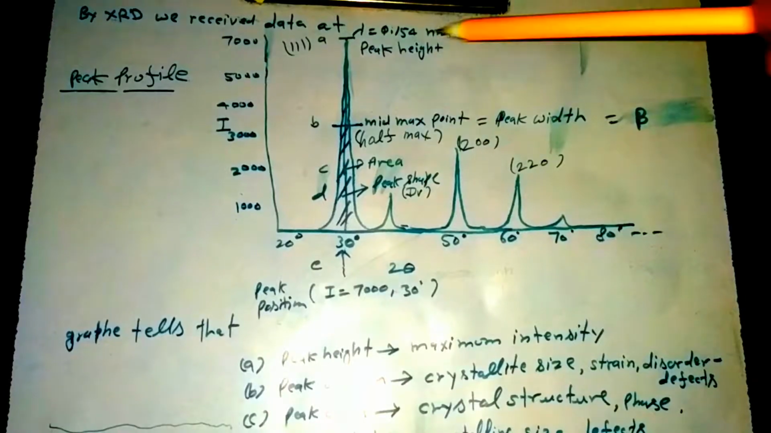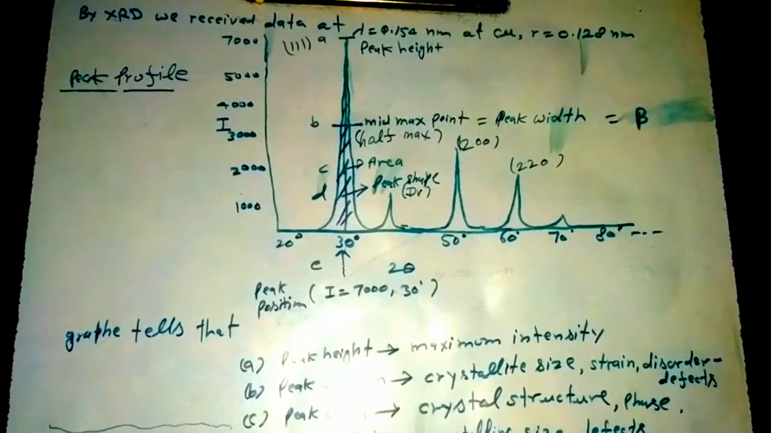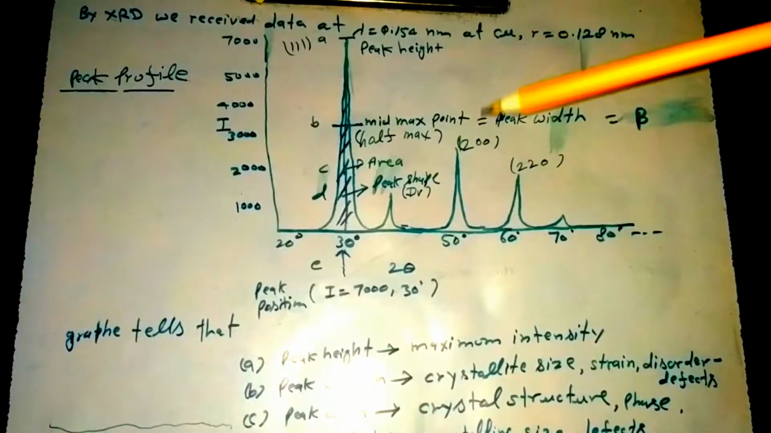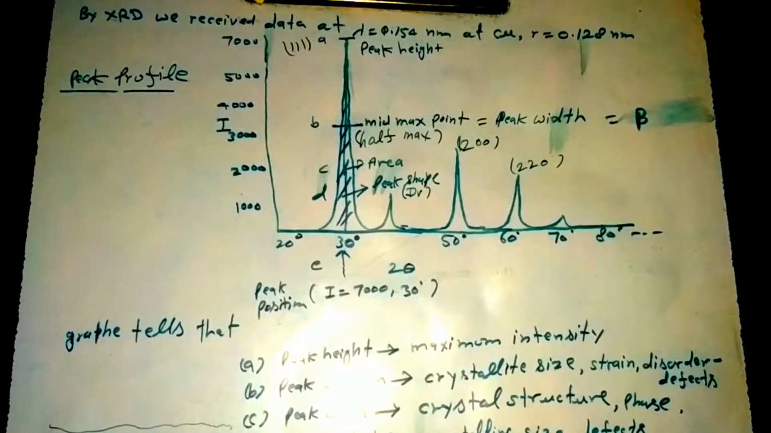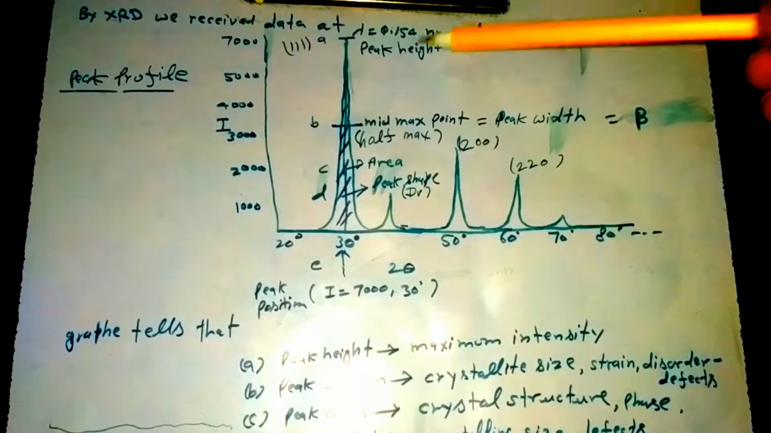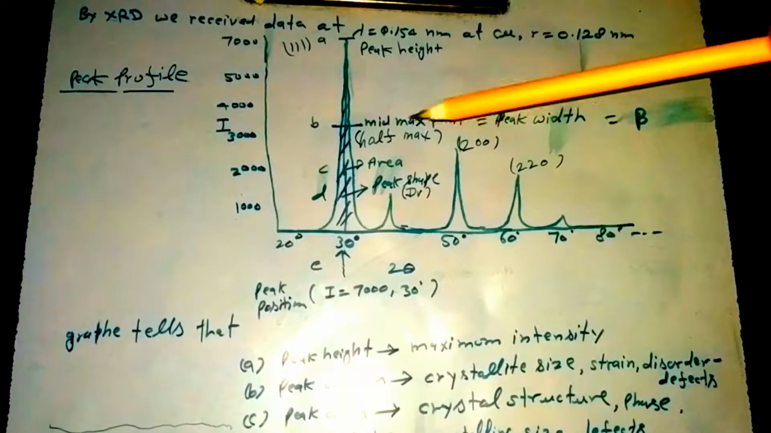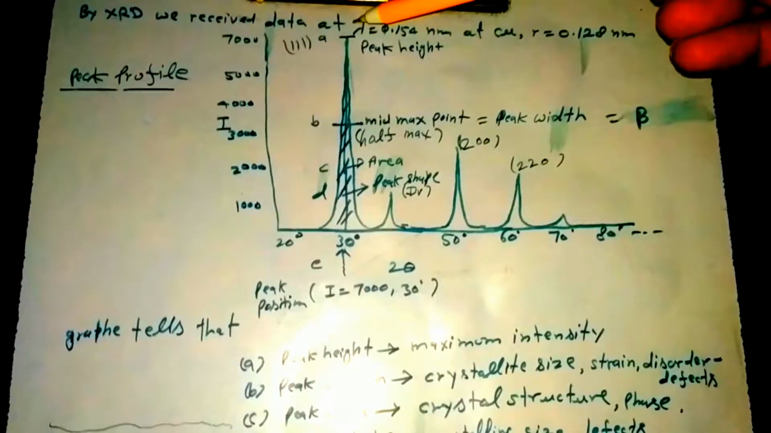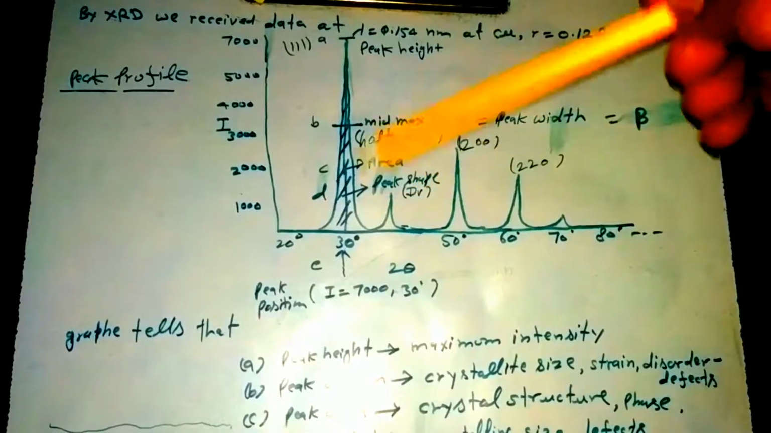So the height of the peak is the peak height, which is actually the intensity of the X-ray diffracted from the crystallite. Point A is the peak height. Point B is the half maximum point, the half of the total height.